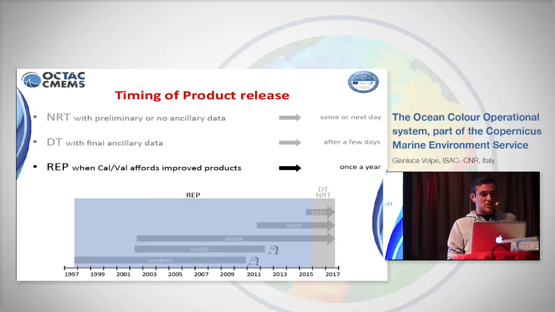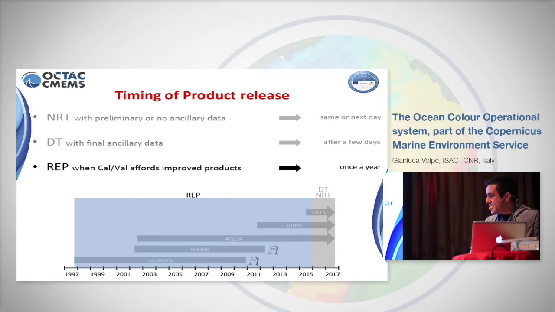Then we have the reprocessed data, which are produced generally once a year, updated once a year, and are produced with a unique configuration of the processing chain. Generally, this happens when the calibration and validation can afford and improve the product. The reprocessed data cover the entire time series.